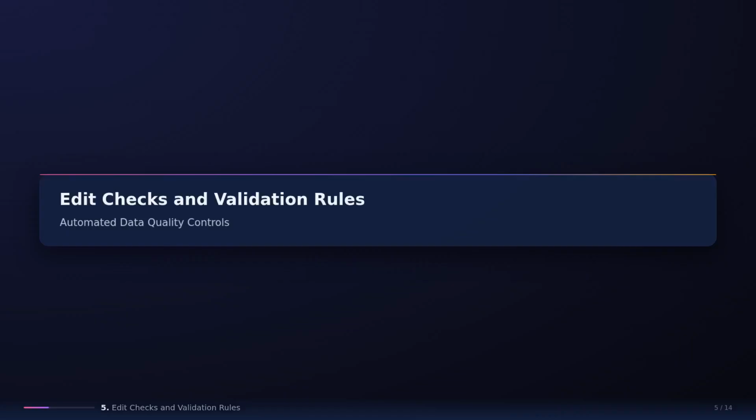Edit checks are programmed rules built into the electronic data capture system that automatically flag potential errors during data entry. Range checks verify that values fall within expected parameters, such as a heart rate between 40 and 200 beats per minute. Logic checks confirm relationships between fields, ensuring a date of birth precedes the date of informed consent. Consistency checks cross-reference related measurements. Missing data checks identify incomplete forms. These automated rules provide real-time feedback to site staff and reduce the burden of manual review.